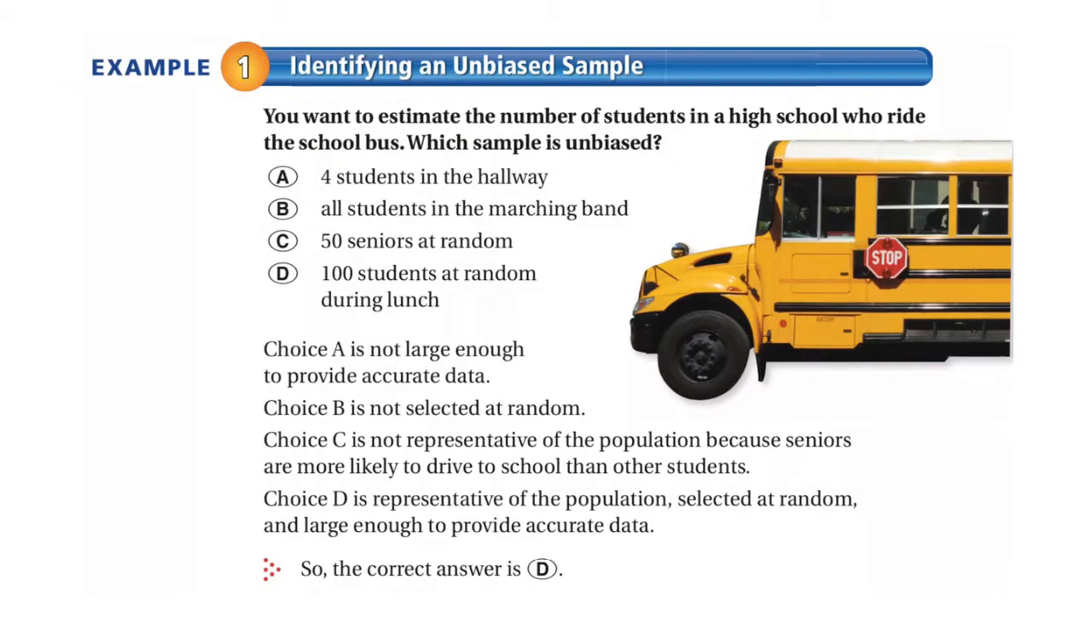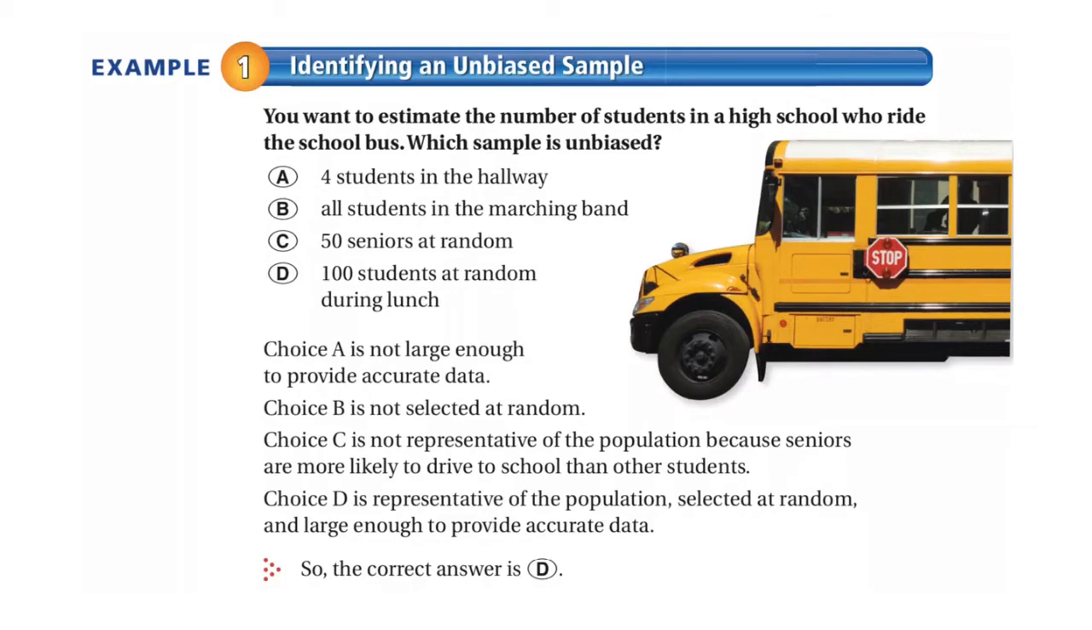In example 1, identify an unbiased sample. You want to estimate the number of students in a high school who ride the school bus. Which sample is unbiased? A, 4 students in the hallway. B, all students in the marching band. C, 50 seniors at random. Or D, 100 students at random during lunch.